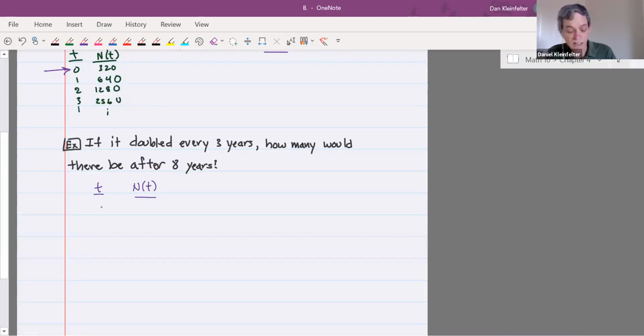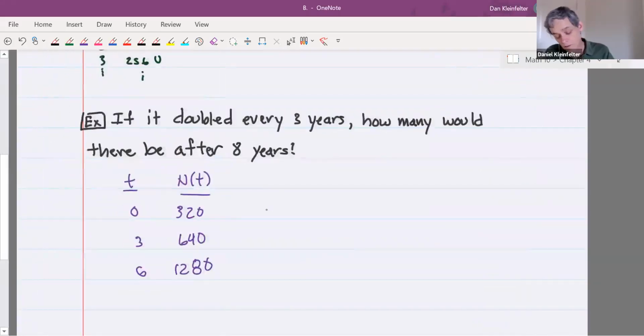So we initially have 320. I don't know how many there will be after year 1 or after year 2, but I know after year 3, that's when it's going to double to be 640. And then after 3 more years, it's going to be up to 1,280. I don't have a way of figuring out right now exactly how much there will be in the in-between years, but I know that every time I hit a multiple of 3, we're going to be multiplying by 2. So how that's going to affect our formula looks like this.